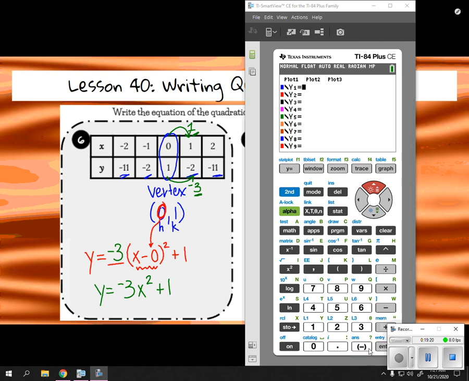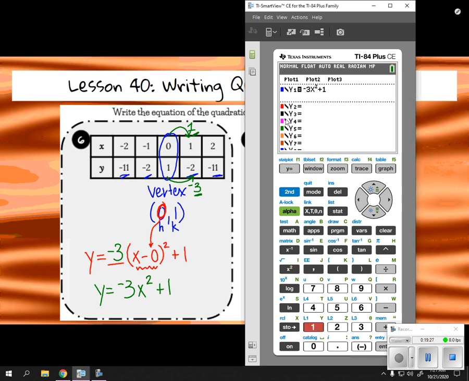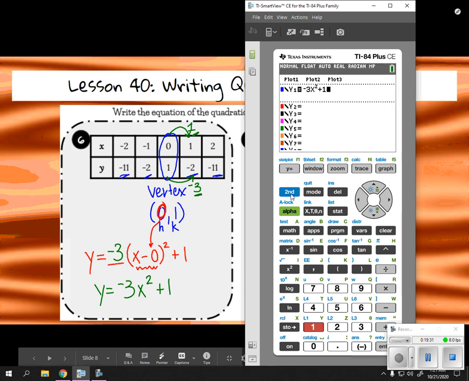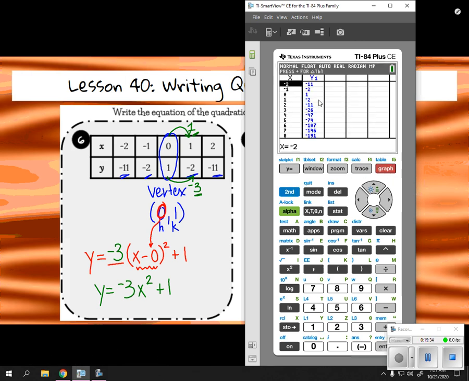So let's look. We've got negative 3 x squared plus 1. And always double check and make sure you wrote your equation correctly based off of what you have on your paper. And then look here: 0, 1, which is what I've got, 1, negative 2, 2, negative 11. I'm feeling really good about this because this table on the graphing calculator matches my table on my paper. And you can use that, okay? Use this to help you check.